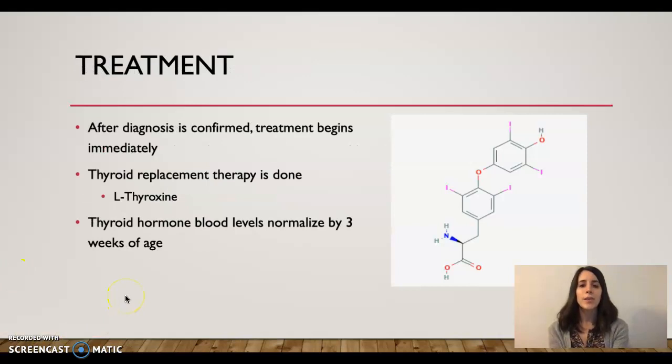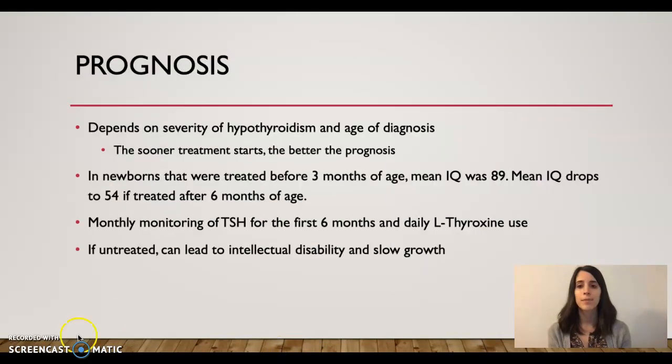Treatment. So after diagnosis is confirmed, treatment begins immediately, which is why it's super important to be diagnosed early on if you do have CH. And thyroid replacement therapy is done right away. The medication that is used is called L-thyroxine. And right here is the molecular structure of L-thyroxine. And usually once treatment has begun, thyroid hormone levels go back to normal by 3 weeks of age. So works pretty quick.